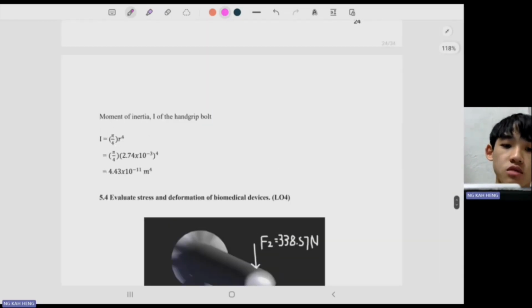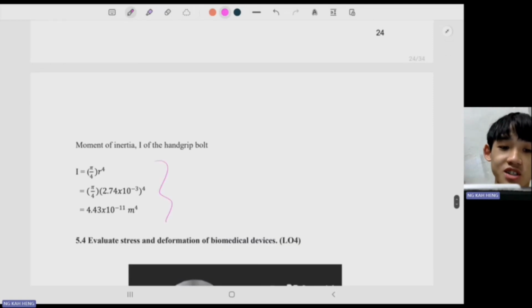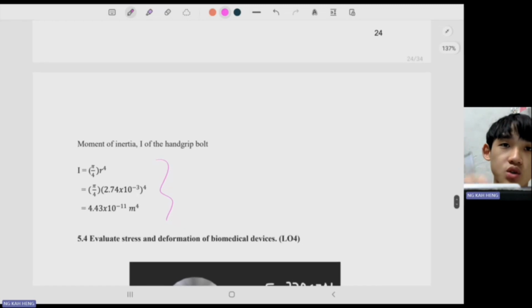And the moment of inertia in this case, of course, is the same as the moment of inertia just now, above. So this is actually dragging the value above, and then we just drag it down. So the moment of inertia.